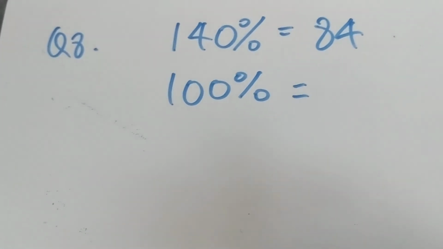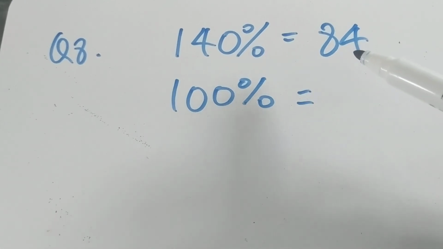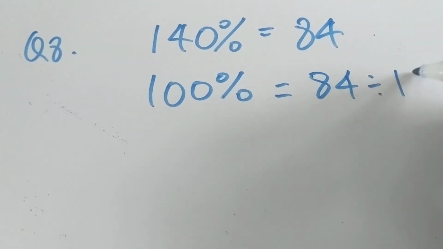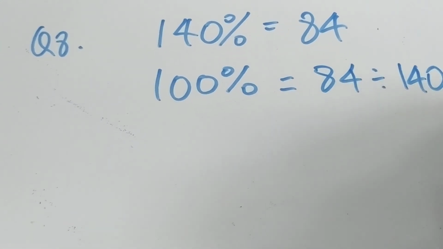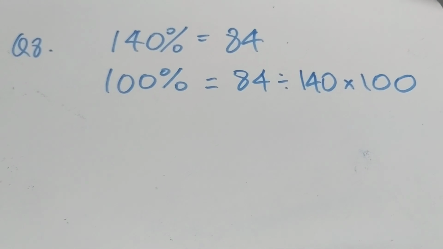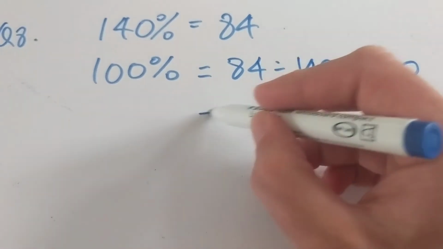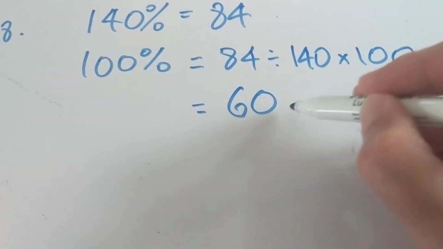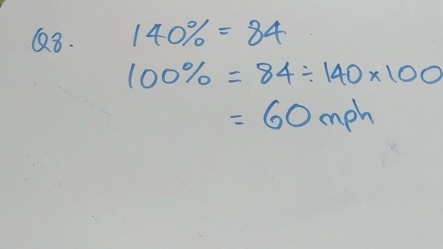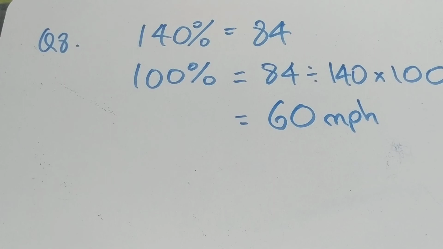To get 100%, you'd work out 1% by doing 84 divided by 140. And that would give you 1%, and then just times by 100. It's a very common exam style question. Alright, and then just calculate that, it gives you 60 is the answer, miles per hour. Okay, question 8, it's a working back to 100% question.